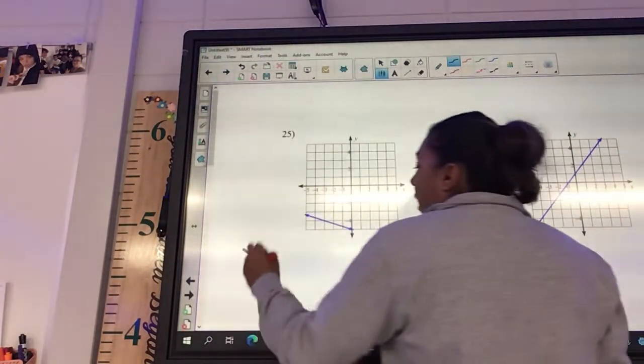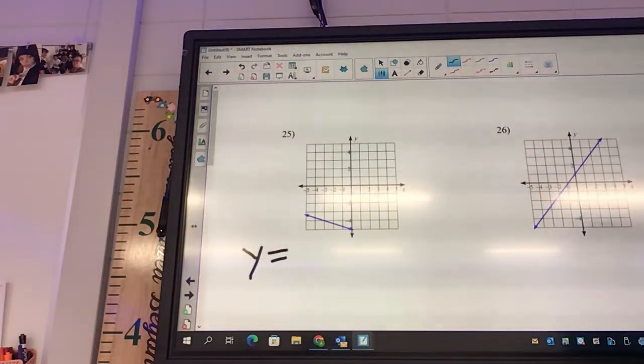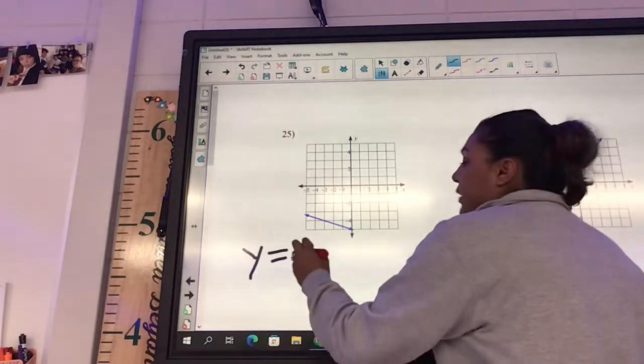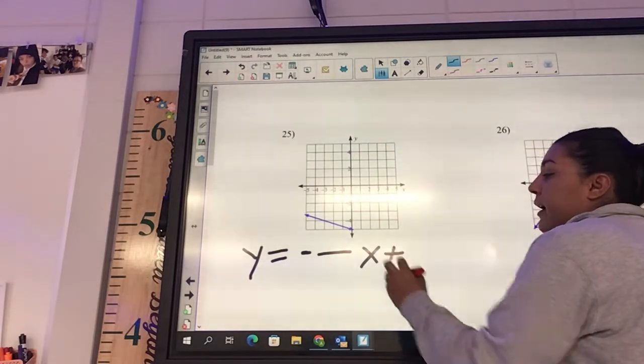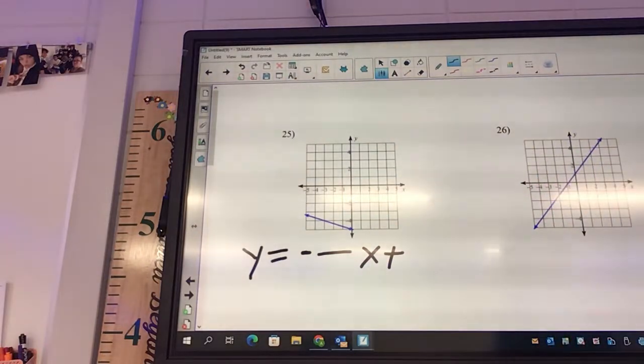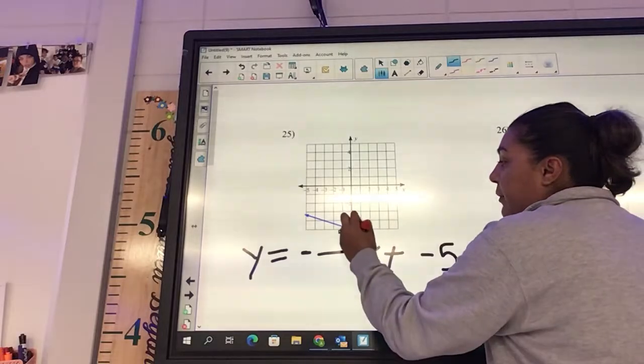Okay, so we're going to say y equals, is this a negative or positive slope? Negative. And you can even go so far as to put your fraction bar there if you want to. x plus negative 5. Good. That's our y-intercept.